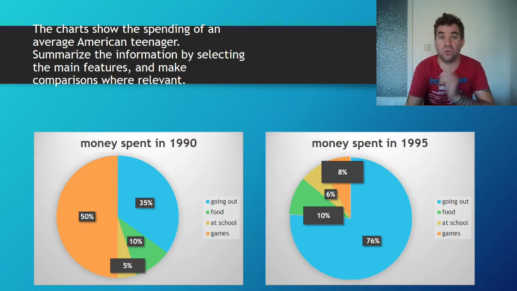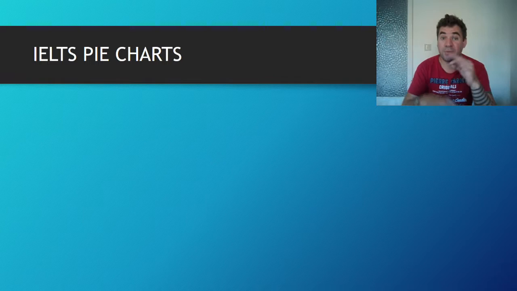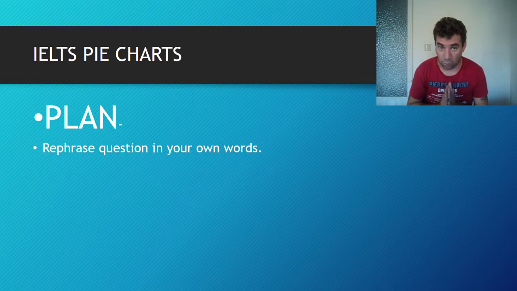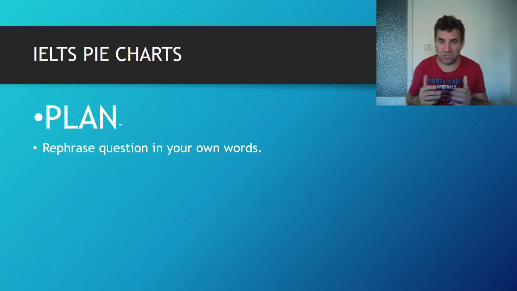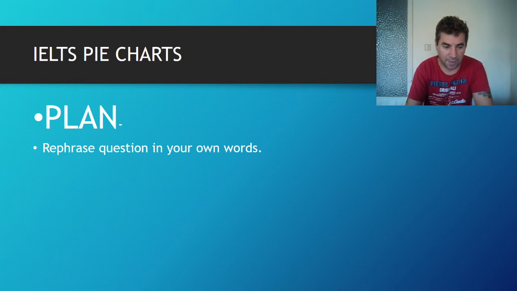Then what you have to do is do a plan. Alright, so what I'm planning to do is this. First of all, I'm going to rephrase the question in my own words. Alright, so this is very important. You can't just copy paste what you see from the exam paper, because you're going to get no marks for doing this. Alright, so I need to rephrase it. I'll show you a little bit more about this in a minute.